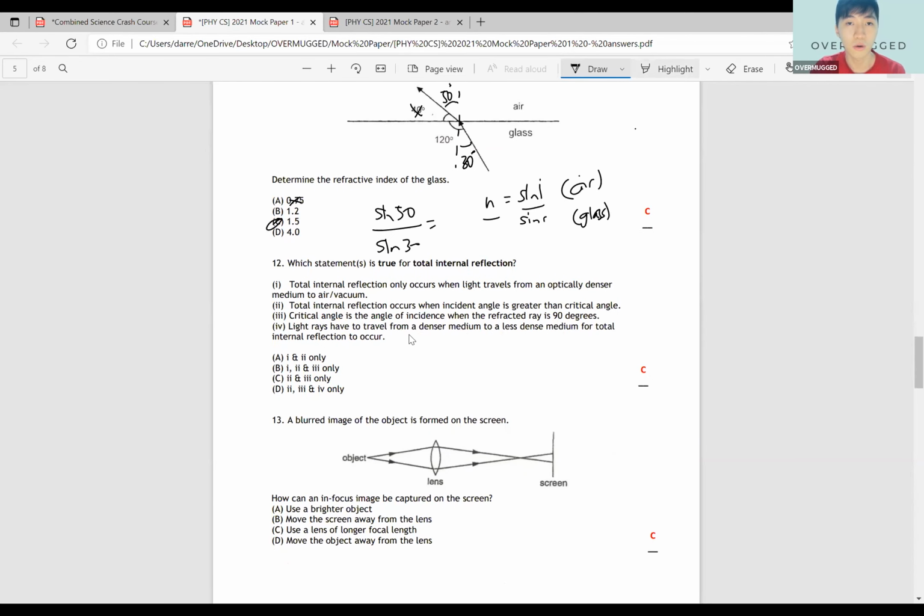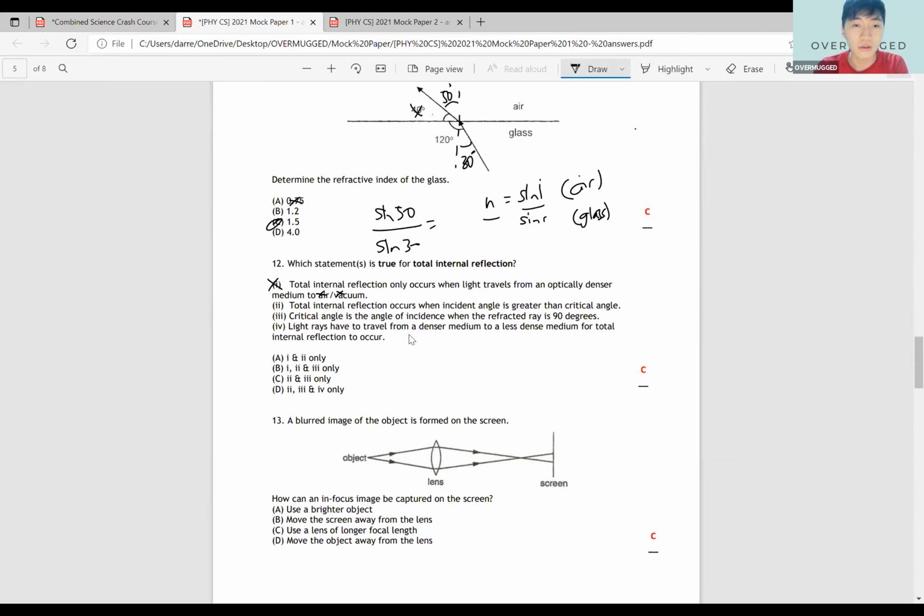Okay, so this is not true. It does not only travel when light travels from optically denser medium to air and vacuum. Total internal reflection can also work as long as it's traveling from optically denser to optically less dense. The less dense need not necessarily be air and vacuum, even though that's what we are most comfortable with. As long as it's denser to less dense, that's fine.